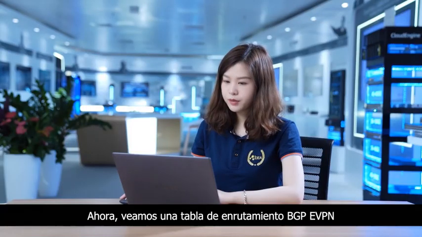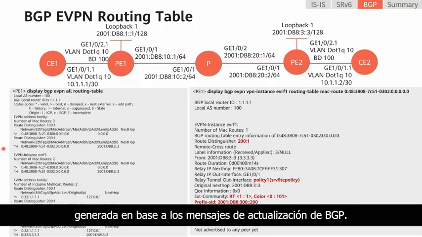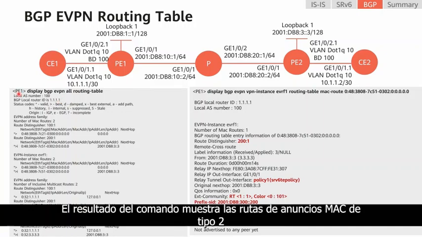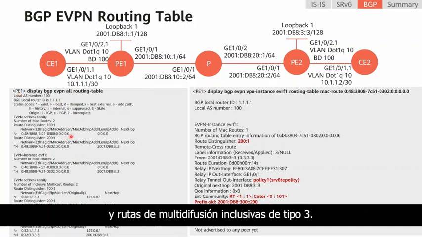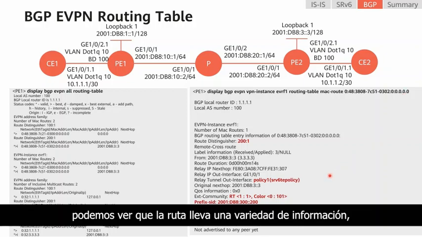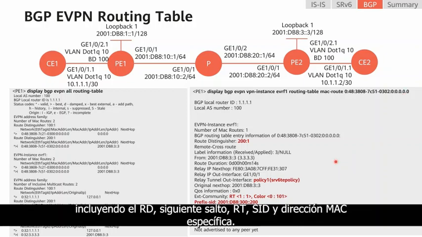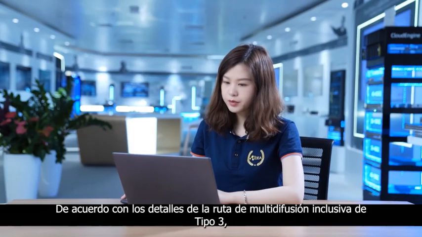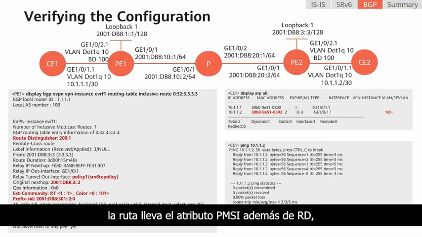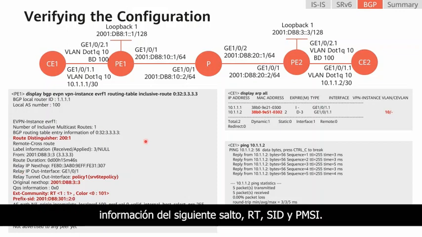Now let's look at a BGP EVPN routing table generated based on BGP update messages. Take P1 as an example. The command output shows Type 2 MAC advertisement routes and Type 3 inclusive multicast routes. Observing the Type 2 MAC route details, we can see that the route carries a range of information, including the RD, next hop, RT, SID, and specific MAC address. According to the Type 3 inclusive multicast route details, the route carries the PMSI attribute in addition to RD, next hop, RT, SID, and PMSI information.